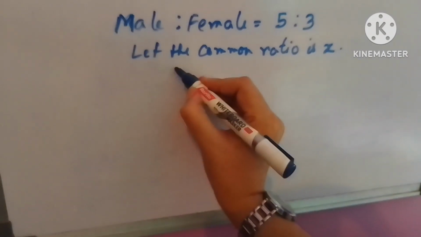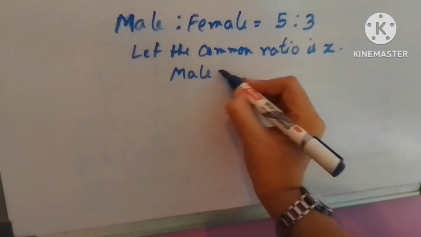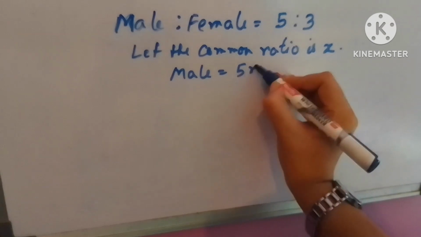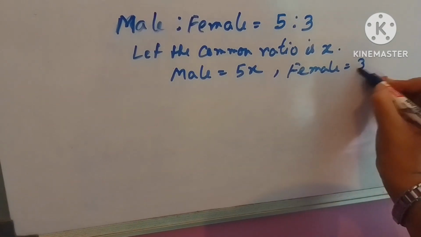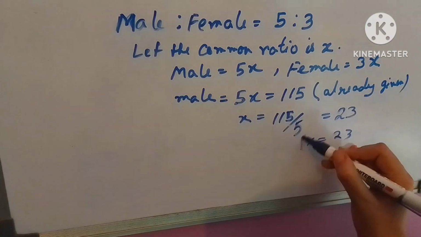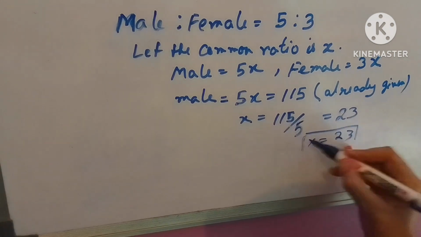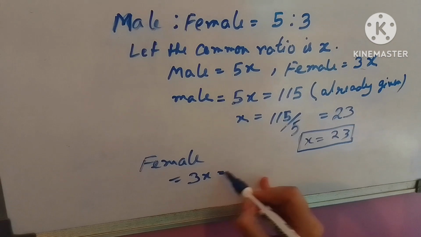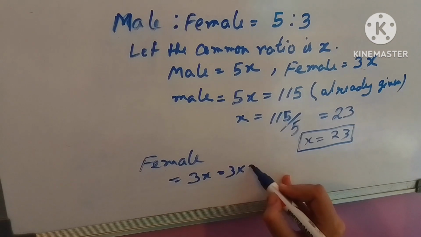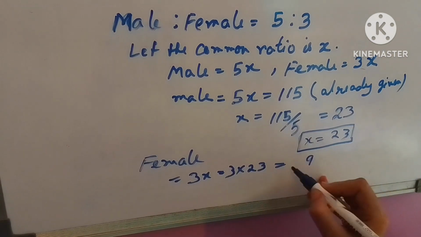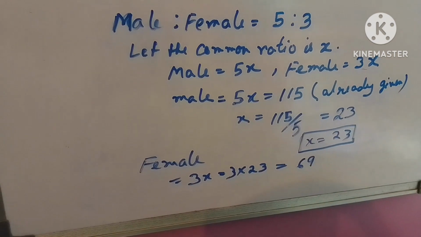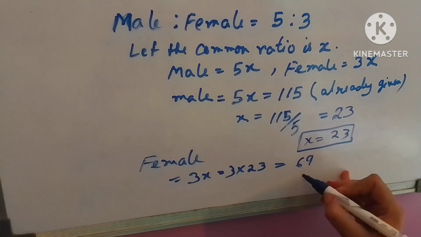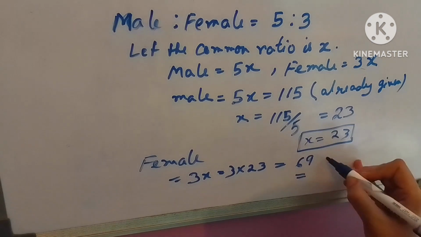We have to consider the common ratio of the two terms as x. So male workers will be 5x and female workers will be 3x. Here you can make a small equation: 5x equal to 115, that is already given, and the value of x will be 23. So putting that value into 3x, we will get the number of female workers as 69.